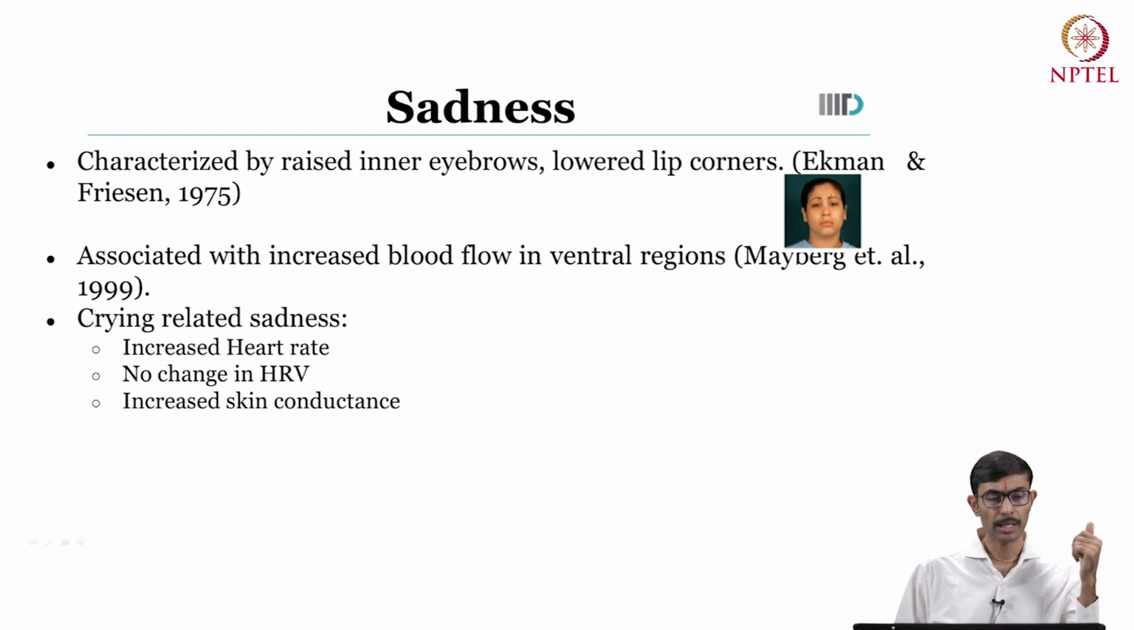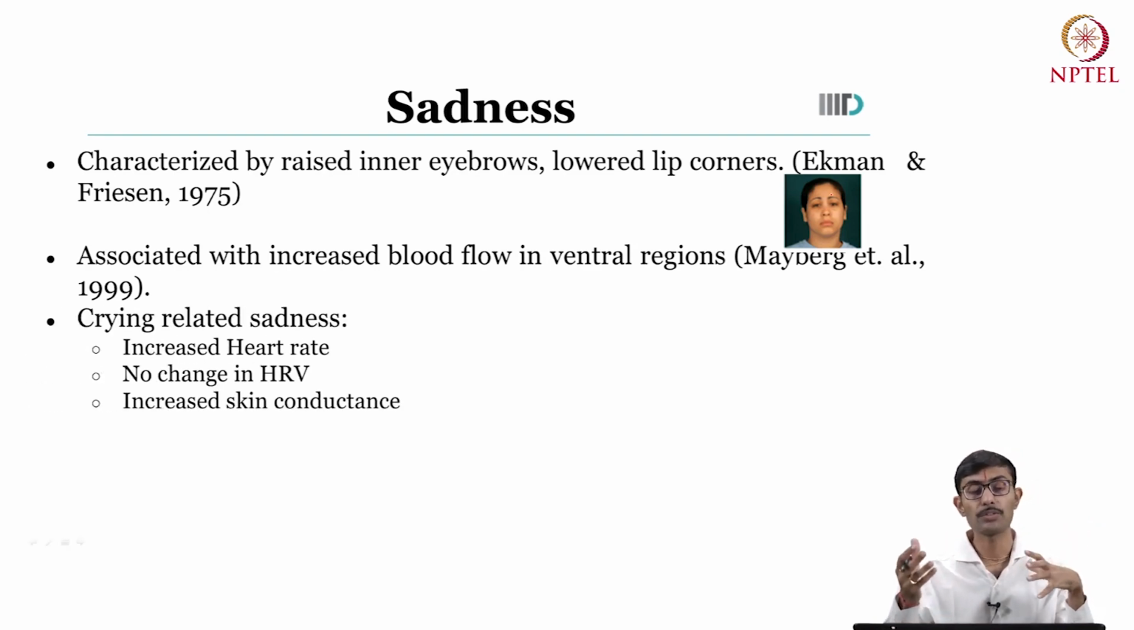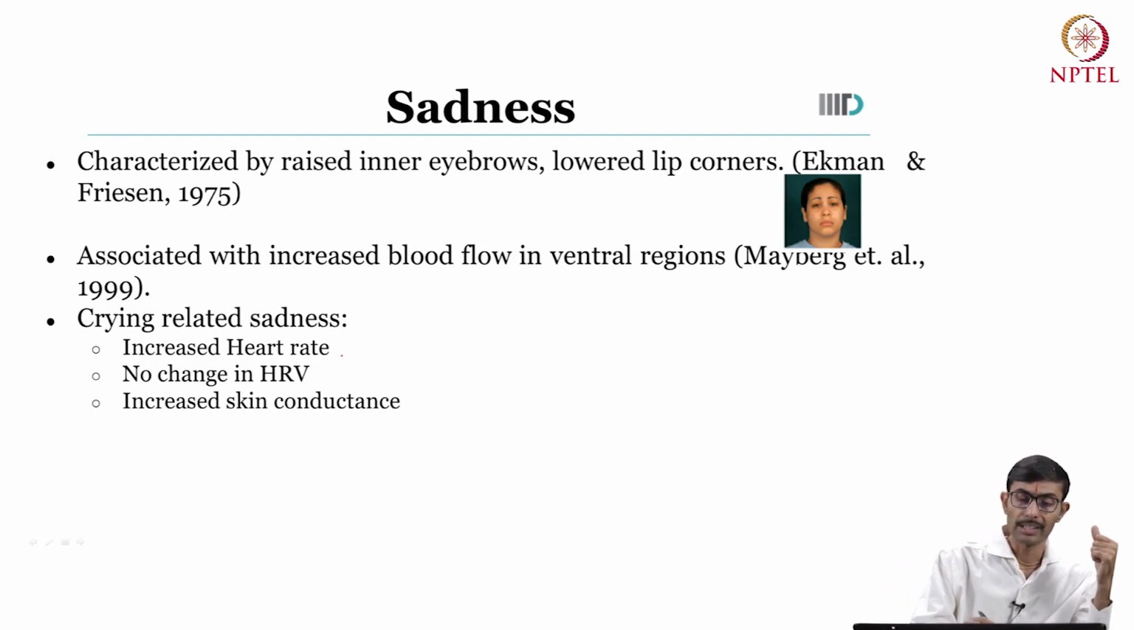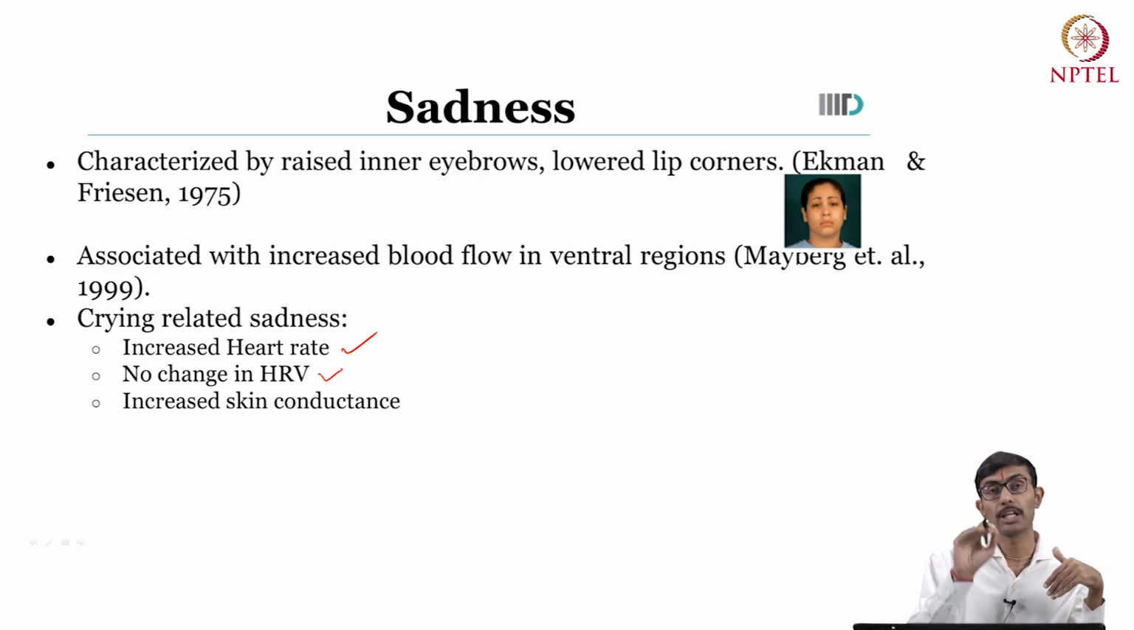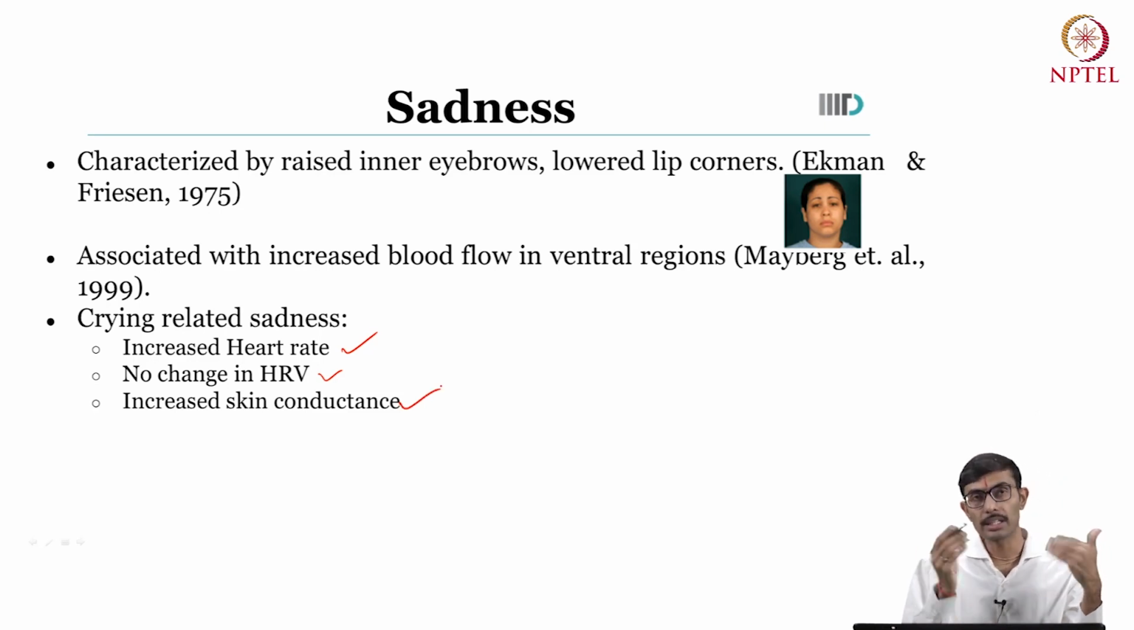And then at the same time, there are two different types of sadness where we would like to differentiate the physiological responses. One is the crying related sadness. So in the crying related sadness, where you are literally crying when you are sad, increased heart rate is observed, while we do not observe any change in the heart rate variability. Please pay attention that heart rate and heart rate variability are two different things, right? So increased heart rate, but maybe no change in the heart rate variability. And then you also have the increased skin conductance.